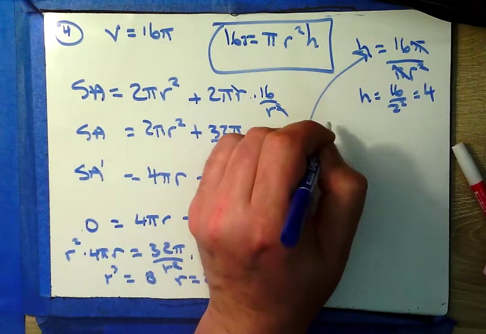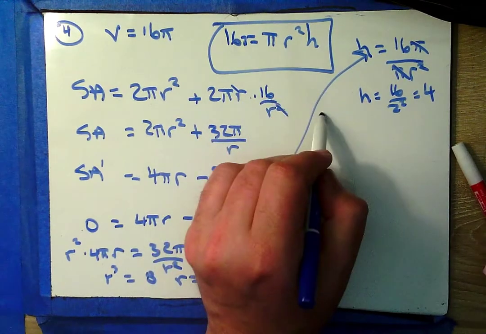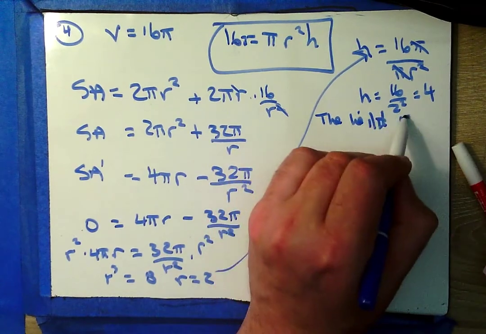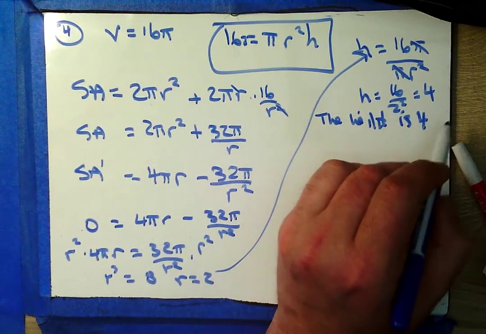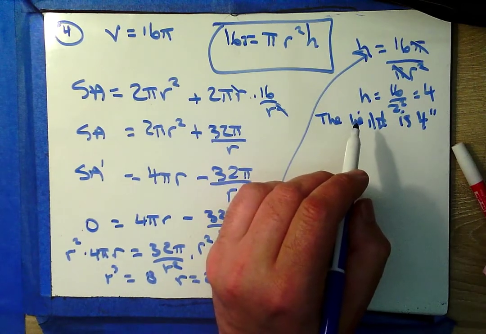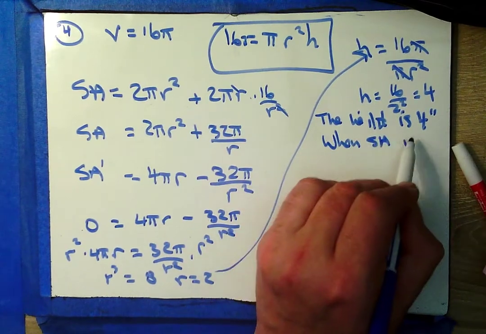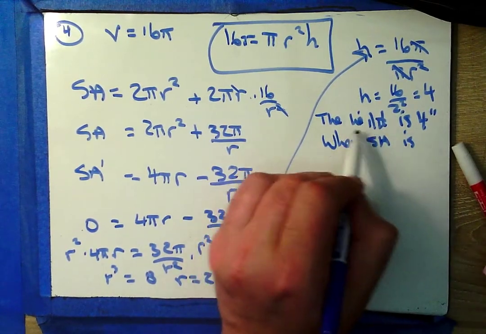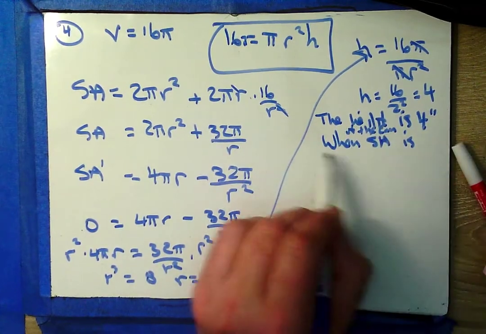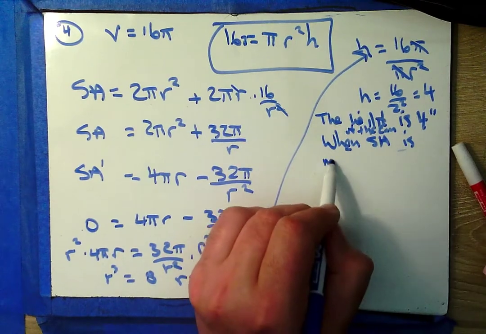So, does it say dimensions? What must be the height? The height is 4 inches. And they don't ask for a justification. So the height of the can is 4 inches when the surface area is minimized.